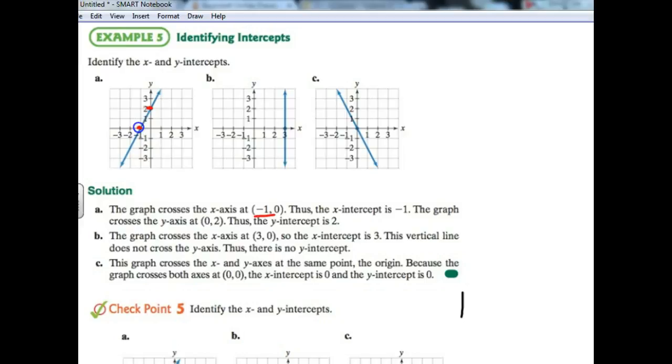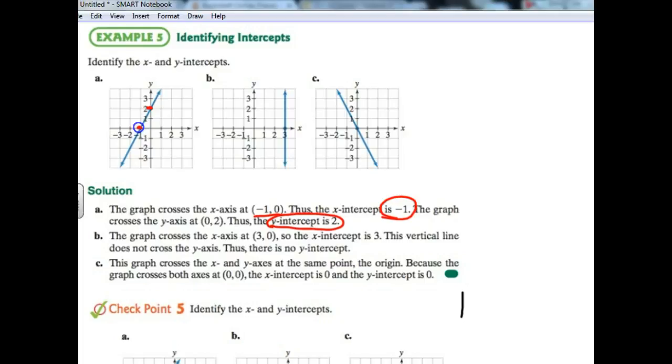So because it crosses at -1, 0, the x-intercept, excuse me, is -1. And since it crosses at 0, 2, that means the y-intercept is at +2. Okay. Now, let's look at B.